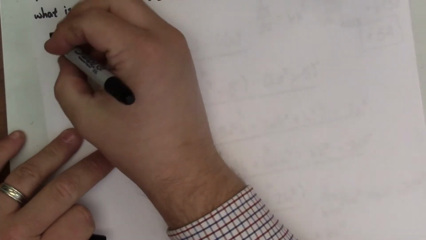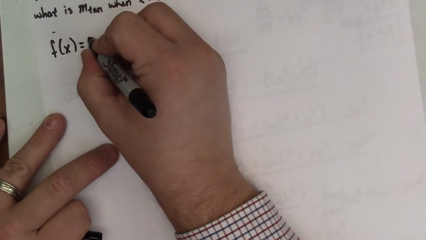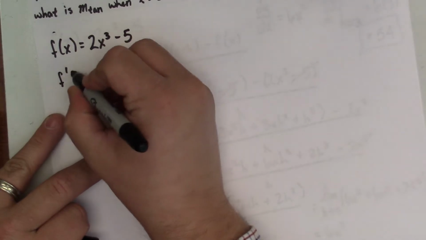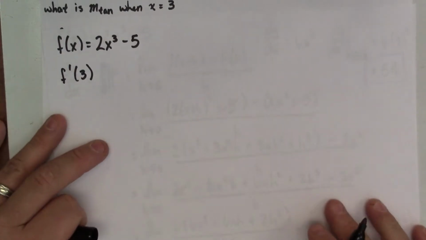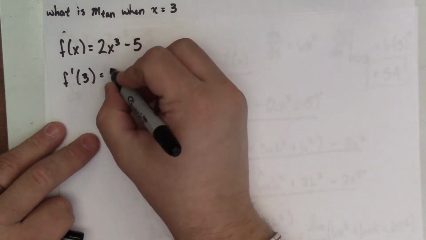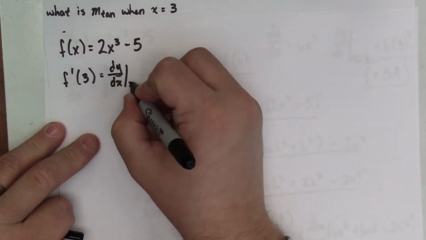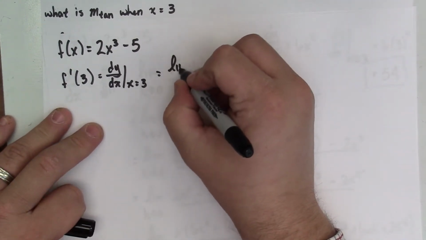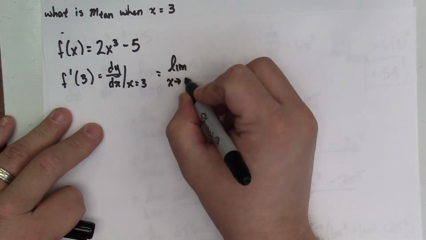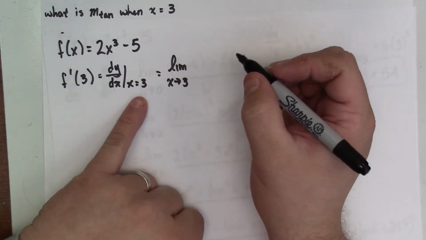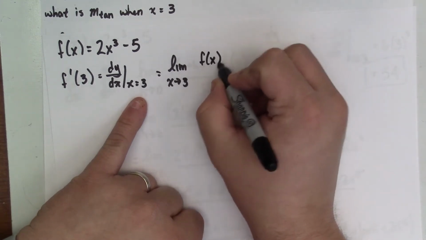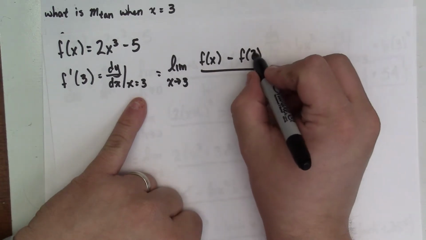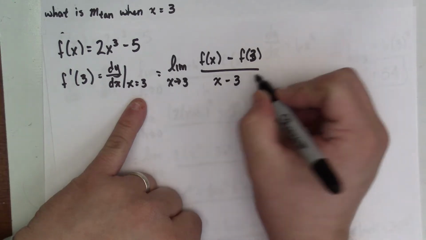So, once again, we're focusing on f of x is 2x cubed minus 5, and I want to know what's the slope of the tangent line when x is 3. Notice this are exactly the same. Now, how I'm going to do that, I'm just going to say that's the limit as x goes to 3, so I'm focusing in on the point 3, of f of x minus f of 3 over x minus 3.